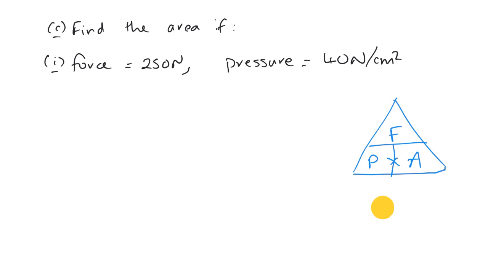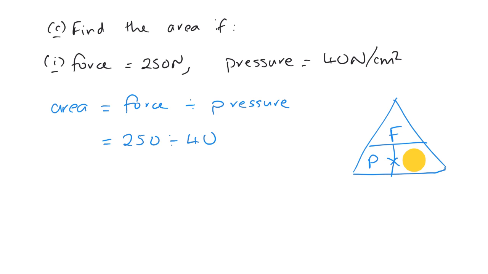Part C then, so this time we're looking for the area. So find the area if the force is 250 newtons and the pressure is 40 newtons per centimeter squared. So we're looking for area, so cover that over on your triangle, and we're left with the sum F over P. So area is force over pressure, or force divided by pressure. So we have 250 divided by 40, which gives us 6.25. And we'll have to think about the units. So our pressure is in newtons per centimeter squared. So our area will be centimeters squared.